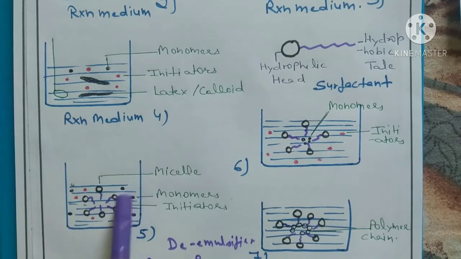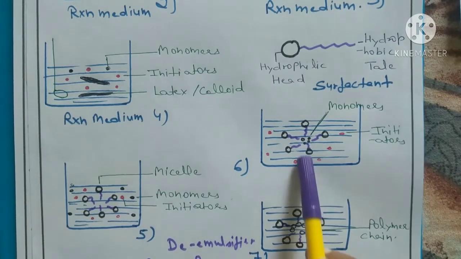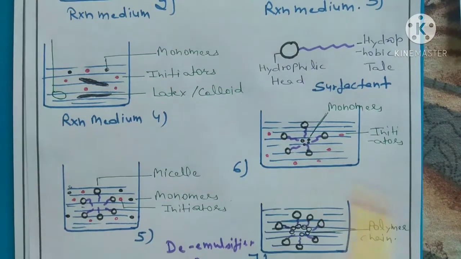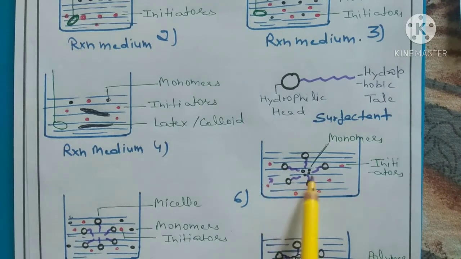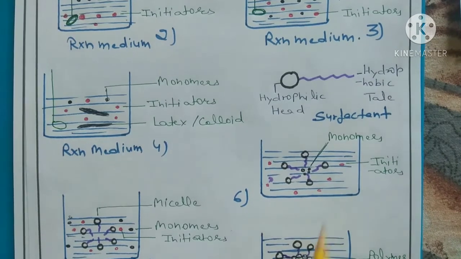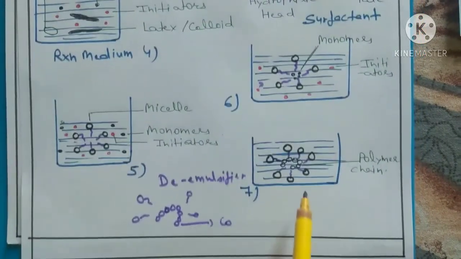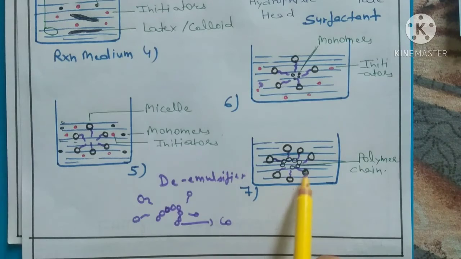Likewise, as our monomer is insoluble in water, the monomer will go inside these hydrophobic tails like this, and now the initiators also go inside the micelles so that they can initiate the polymerization reaction. So here this polymeric chain is formed inside the micelle.